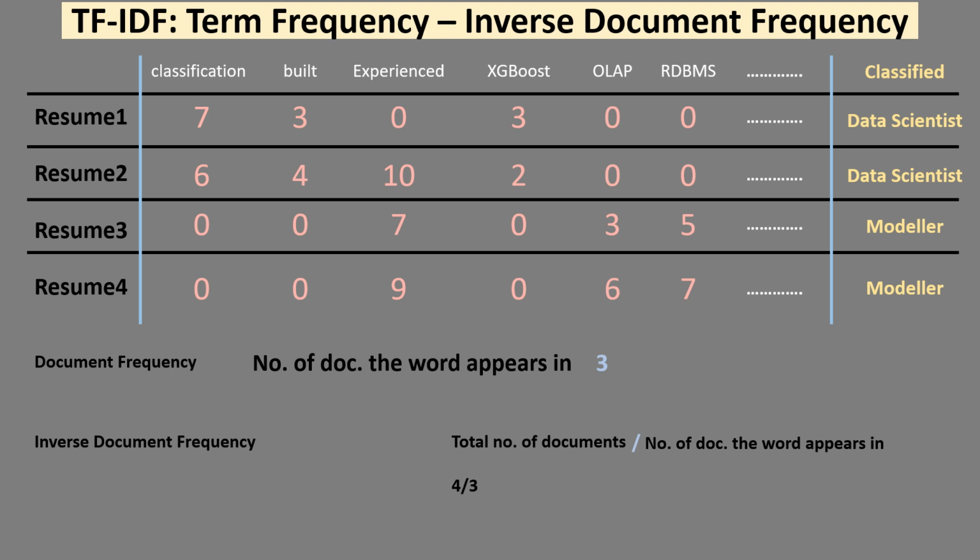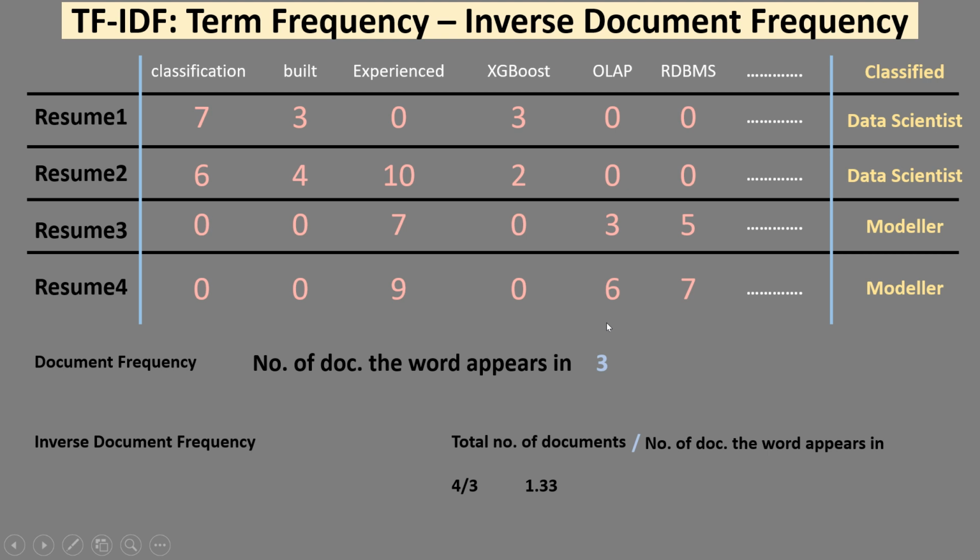So let's see over here, for example, let's take the word experience. The total number of documents which we are considering for processing is 4, and the number of documents in which it appears is 3, so 4 by 3. When you solve this, what you get is 1.33. So by default, its impression is reduced, its effect is reduced, which is less than this. So now we won't have a problem classifying this as data scientist.